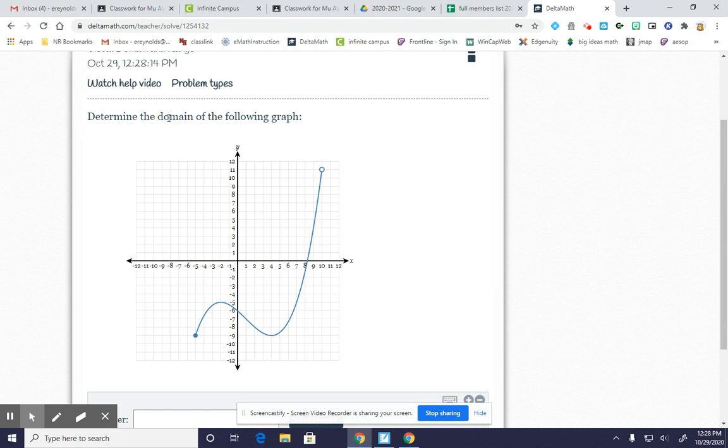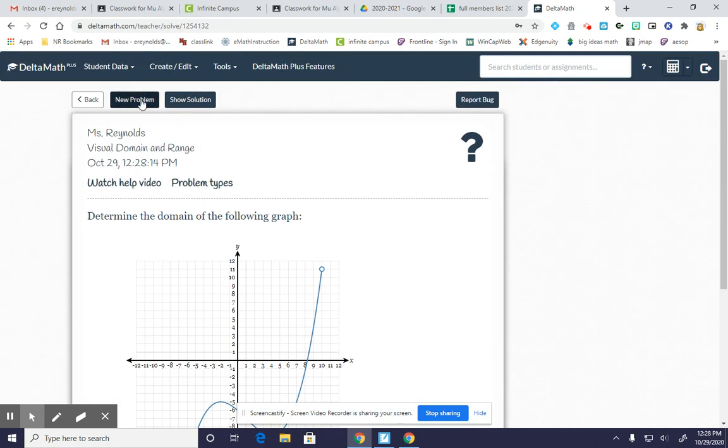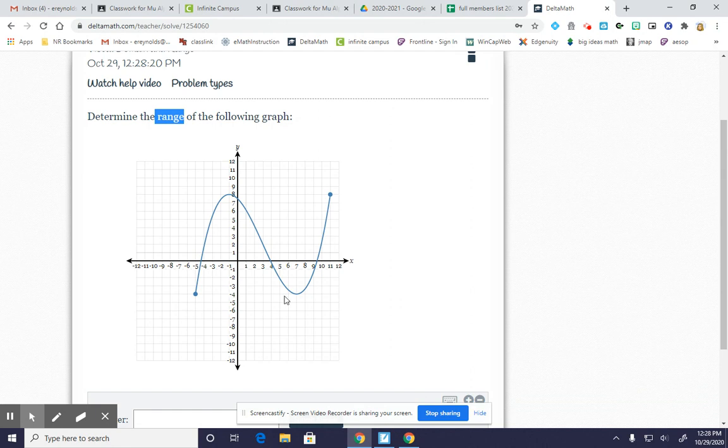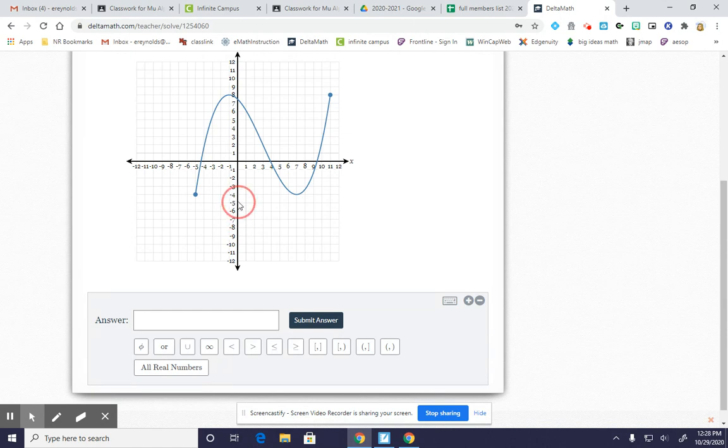So this one wants us to, again, find the domain. Let me see if I can find one that asks us to do the range. Here we go. So range is talking about y values, okay? So from bottom to the top of the graph on the y-axis. So we want to start with the lowest number and go to the highest number. So this is the lowest part of our graph, right? It hits here and here. What is the y value here at the bottom? The y value is -4.